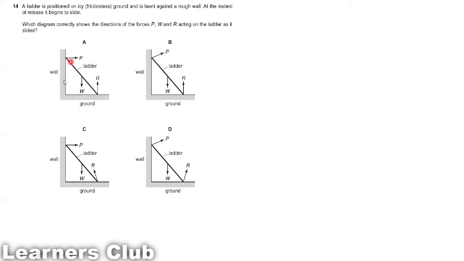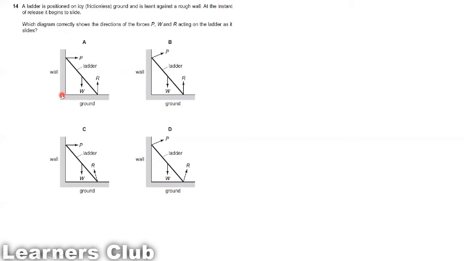It's positioned on a frictionless ground. So this ground is frictionless. Which diagram shows the direction of the force P, W, and R acting on the ladder as it slides? The ground is frictionless. That means it's smooth. There is no friction. The wall is rough.